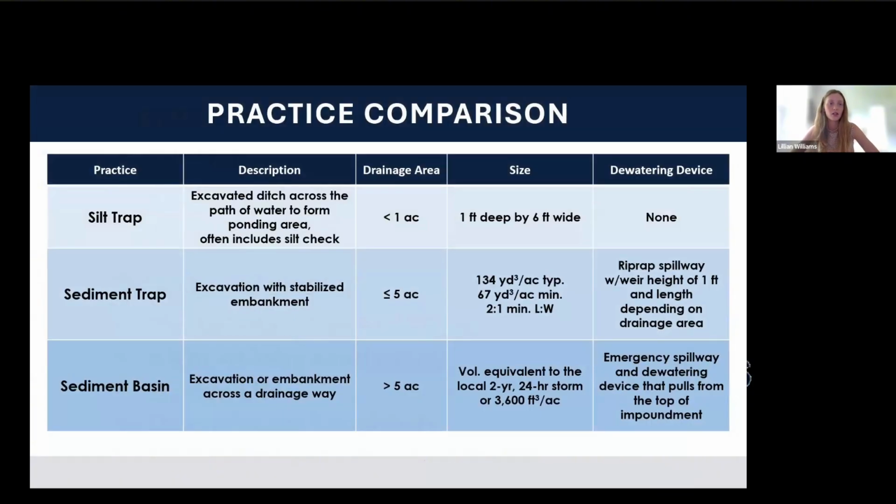And then when we take a further look at each practice and compare the nitty-gritty differences, you can really see in that contributory drainage area column that the silt trap is the smallest, so it's up to 1 acre. The sediment trap is 1 acre to 5 acres, and the sediment basin is everything over 5 acres. And then with each of those practices, you see the sizes differ, and then the required dewatering device or lack of is also different. So in this project, we were asked to focus on the silt trap and the sediment trap and really optimizing those practices.